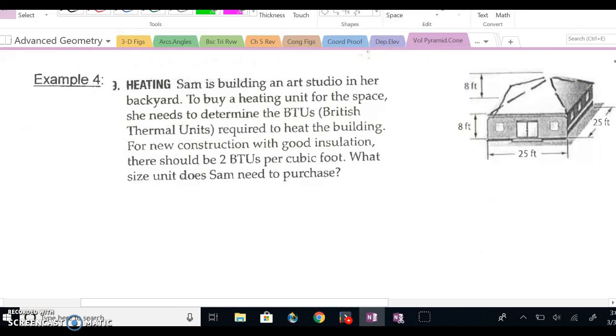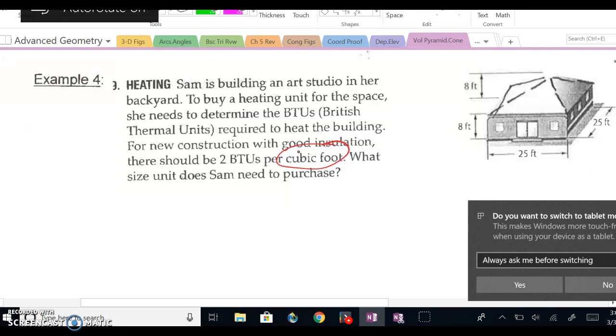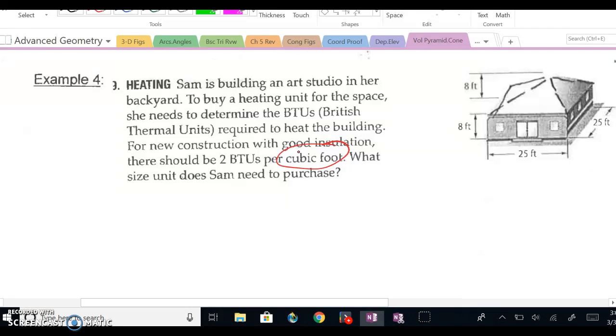Art studio in her backyard. To buy a heating unit for the space, she needs to determine the BTUs, the British thermal units, required to heat the building. For the new construction with good insulation, there should be 2 BTUs per cubic foot. What size does Sam need to purchase? So we need to figure out the cubic feet, because once we know the volume, we know the cubic feet, then we can figure out how many BTUs.